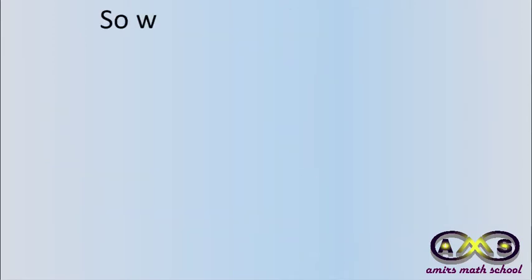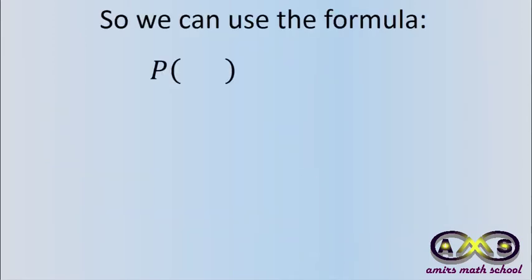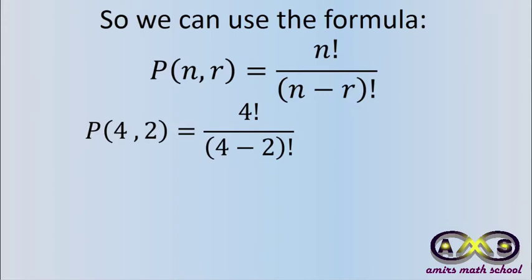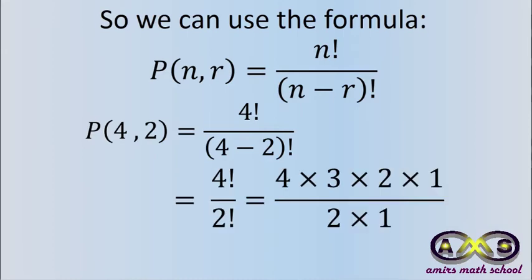So we can use the formula nPr, which is n factorial divided by n minus r factorial, where the value of n is 4 and the value of r is 2, that is 4 factorial divided by 4 minus 2 factorial, which is equal to 4 factorial divided by 2 factorial. For 4 factorial we can write 4 into 3 into 2 into 1, and for 2 factorial we can write 2 into 1. So the result is 4 into 3, that is 12.